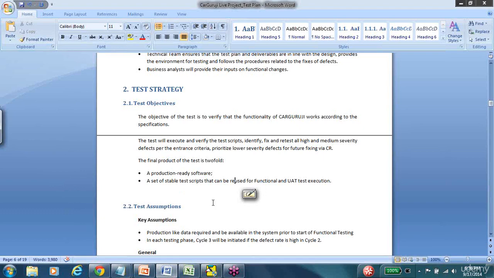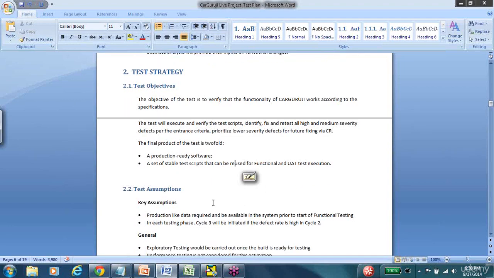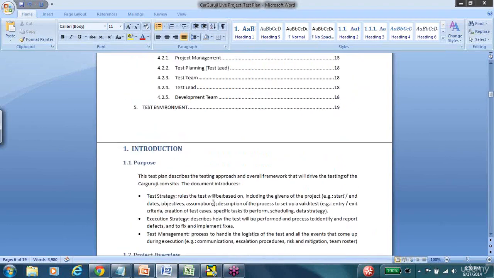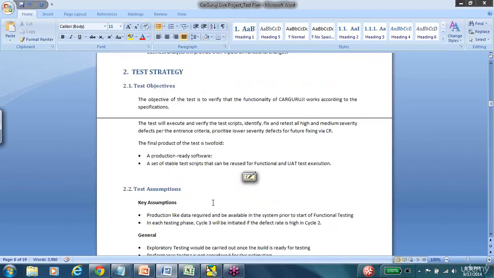I'll show you a few neat things about this test plan document as we go forward. And you might be wondering, do we have to write all of this stuff every time we write a test plan? We'll answer that also as we go forward. Test objectives. Here it says that the final product of the testing is twofold. One is you will have a production ready software, and the other is you will have a set of stable test scripts that can be reused for functional and UAT test execution. Does the second point make sense, team?